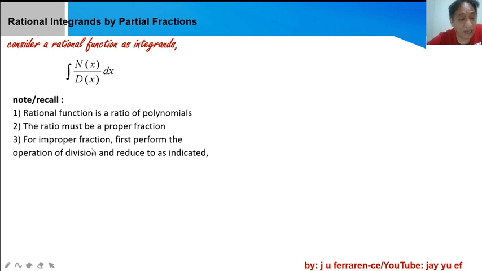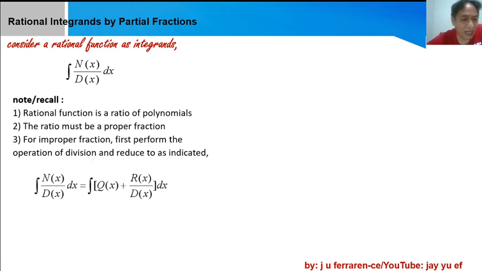Whenever the fraction is improper, first we have to perform the operation of division before reducing it to partial fractions. And then we rewrite it to follow this form. If originally this is our given, then we can write it following this form, wherein we have Q of x, the quotient, and the other term is a remainder term. This is the remainder over the original divisor. So this is now our new integrand.